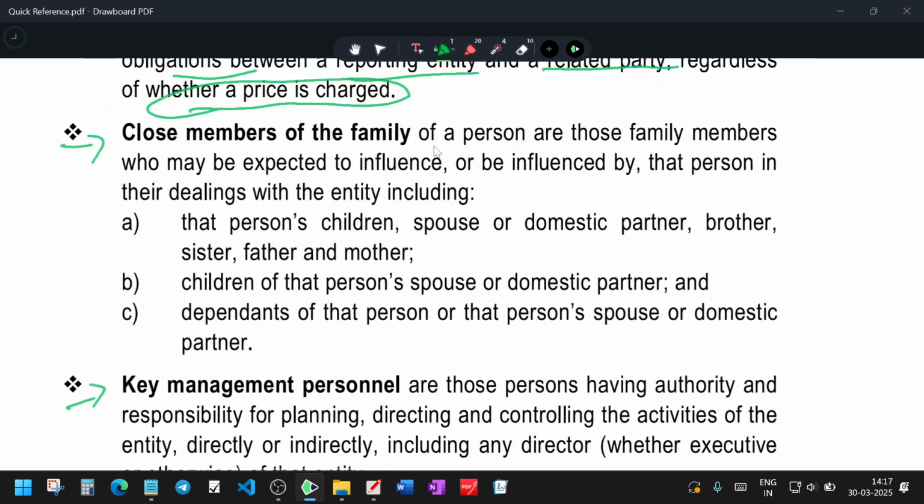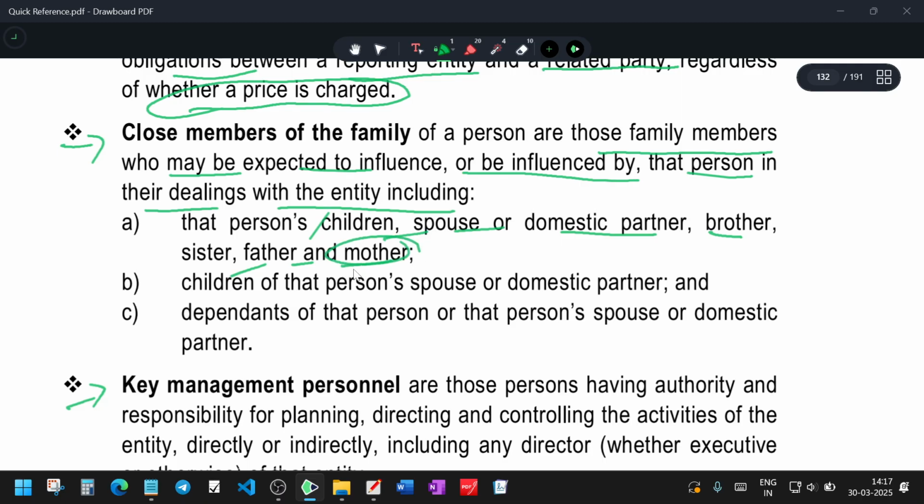Close members of the family are those family members who are expected to influence, or be influenced by, the person in their dealings with the entity. They include a person's child, spouse, domestic partner, brother, sister, father, and mother.